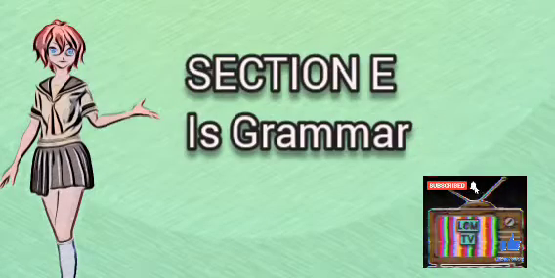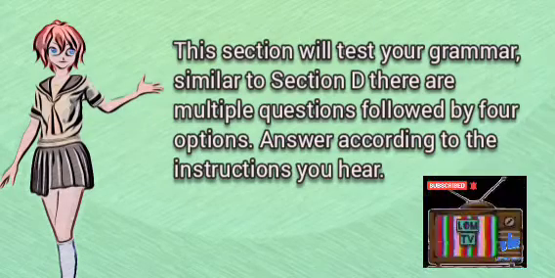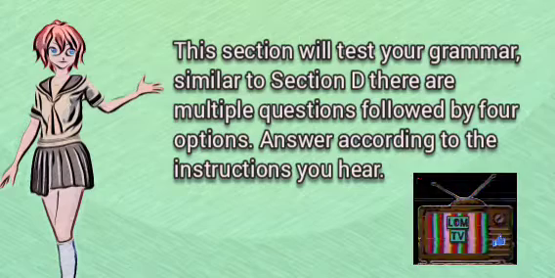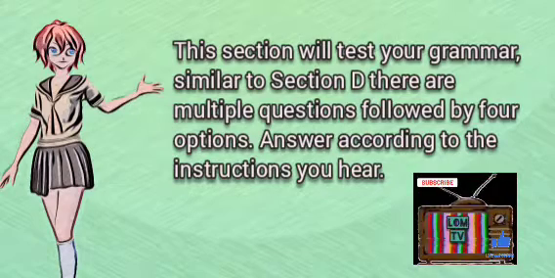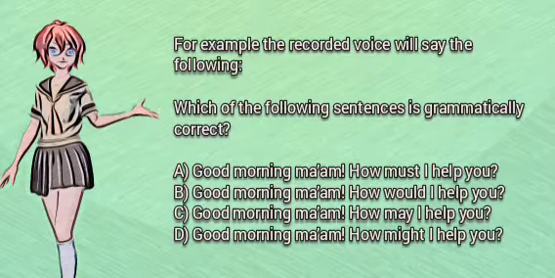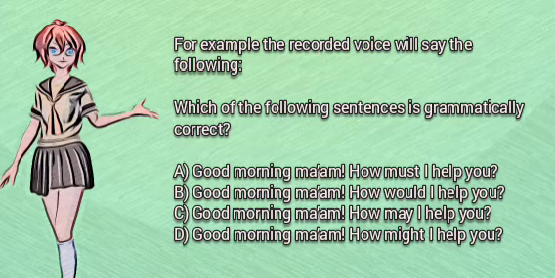Section E is grammar. This section will test your grammar. Similar to Section D, there are multiple questions followed by 4 options. Answer according to the instructions you hear. For example, the recorded voice will say the following.